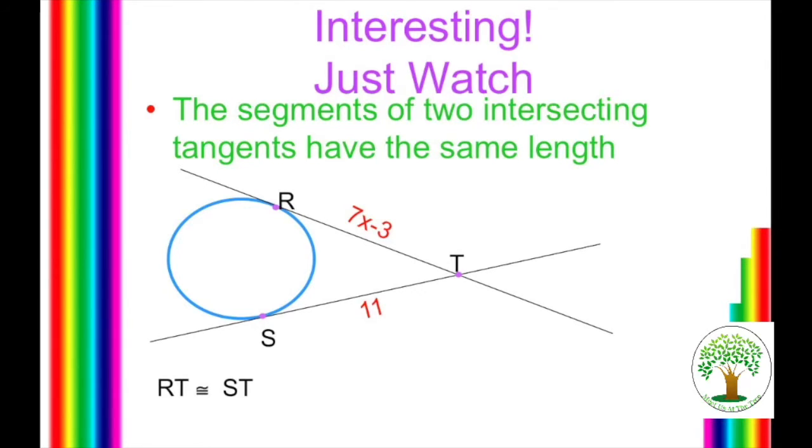7x minus 3 equals 11. I totally agree with you. Don't I have to write this down? What am I going to do to solve this? Add the 3 to the other side. It's going to be 14, right? Then divide by 7 and you'll get 2, okay? All right, nothing you had to write down, just to watch.